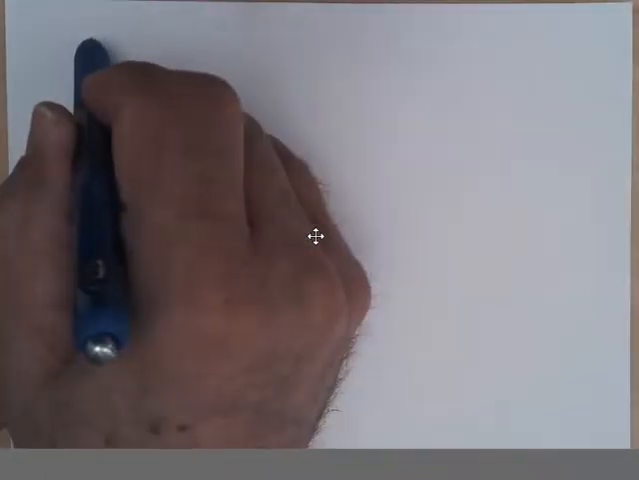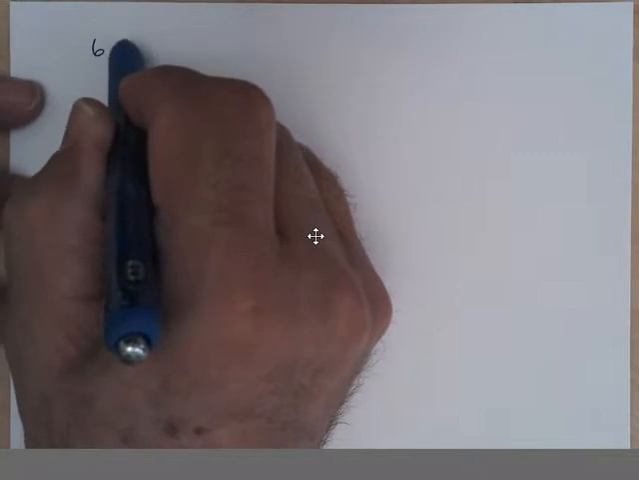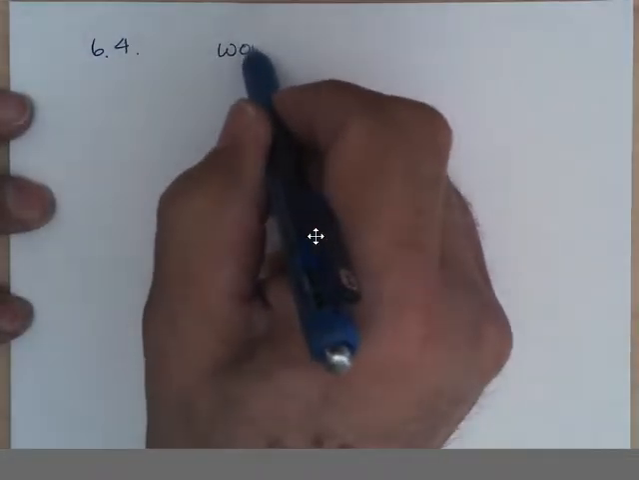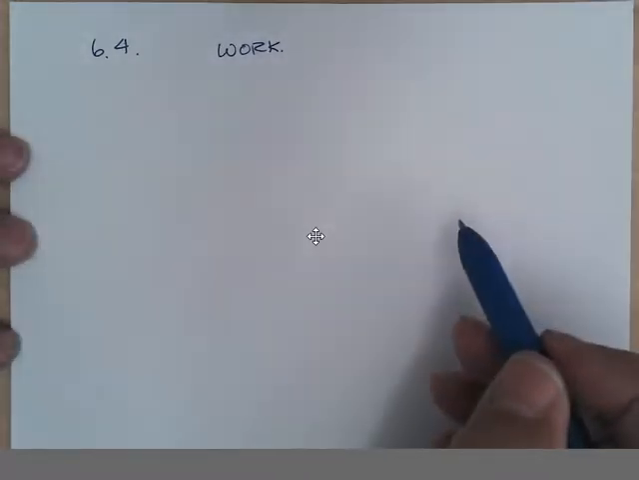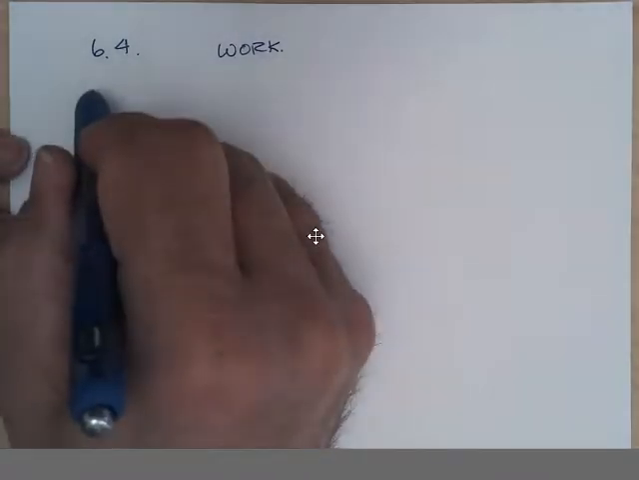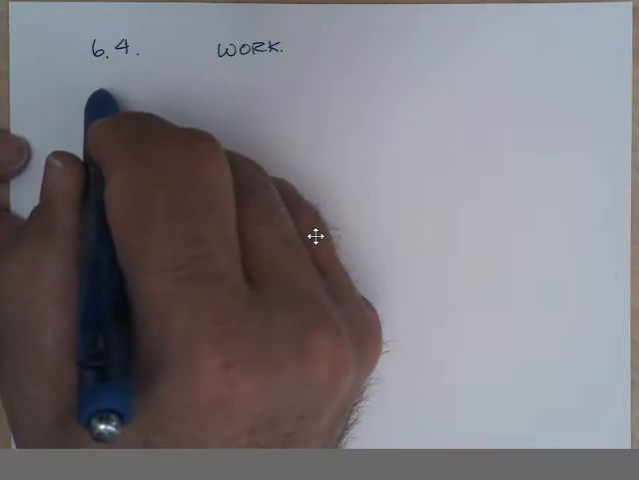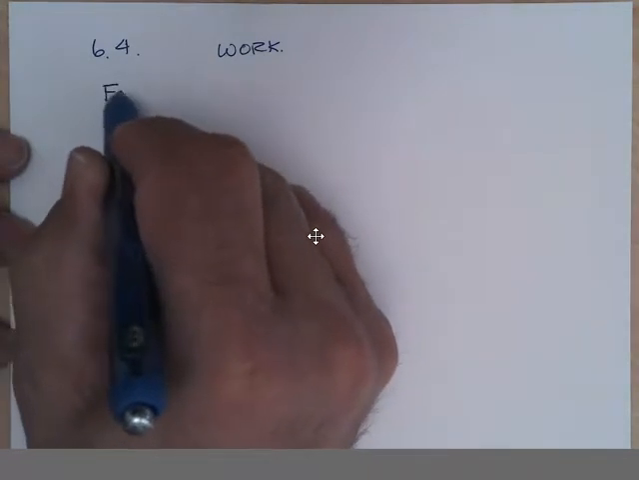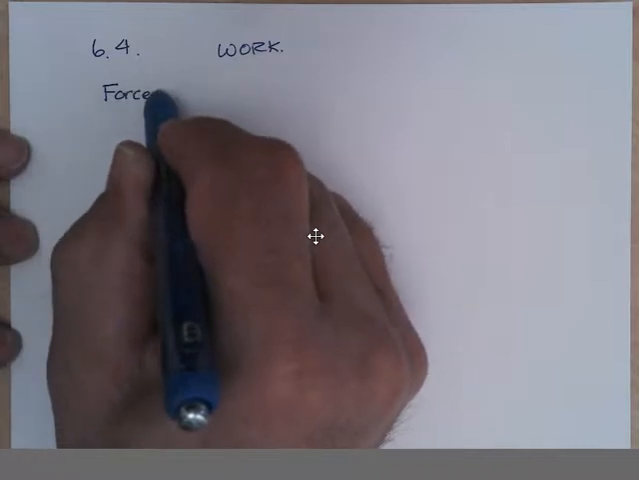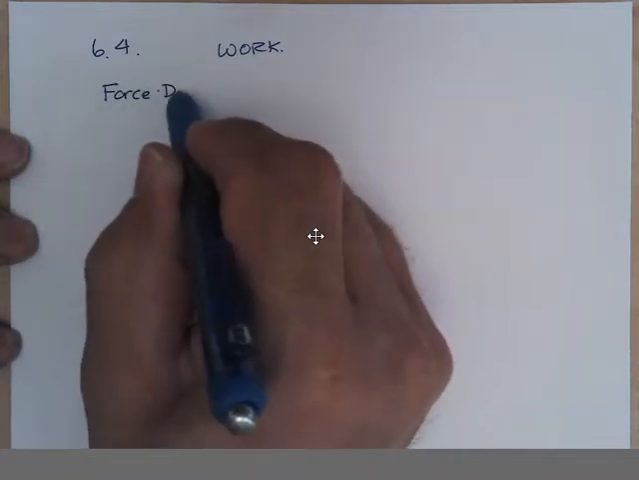All right, section 6, chapter 6, section 4. And we're learning about work. First of all, what is the definition of work? From math or science, the definition is a force times the distance that force causes something to move.